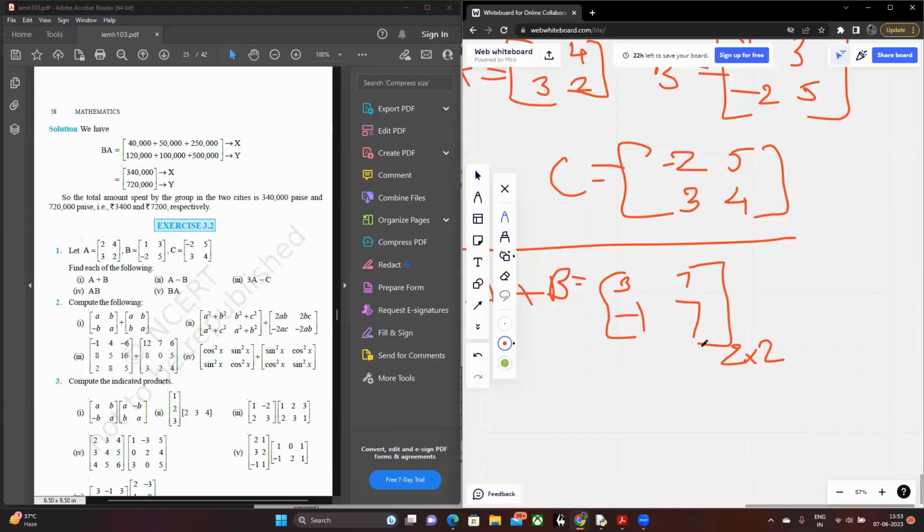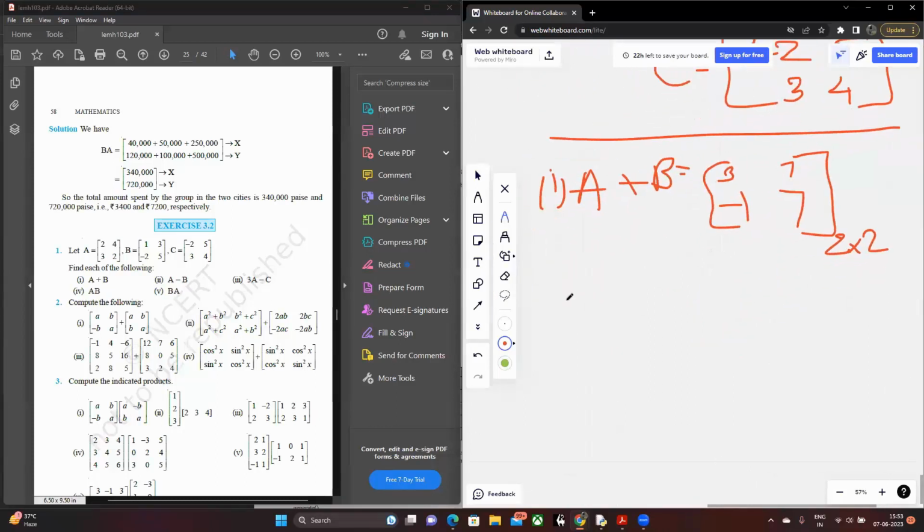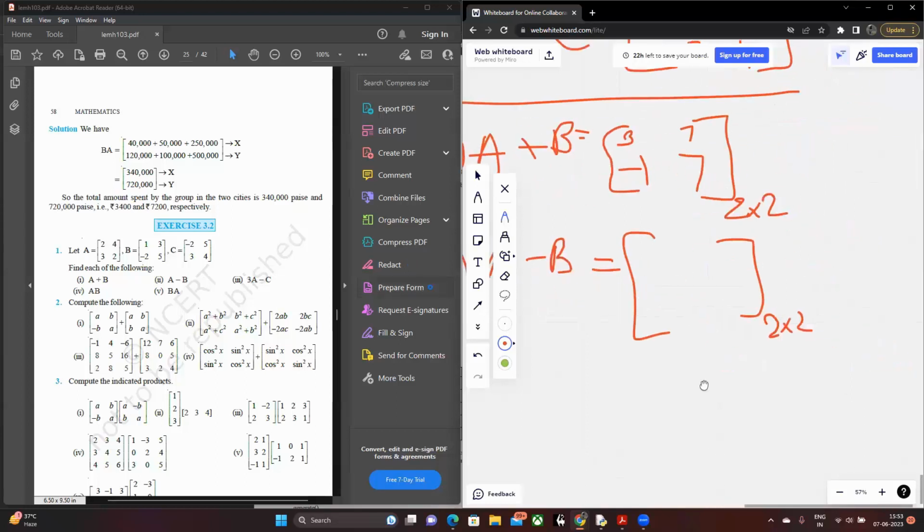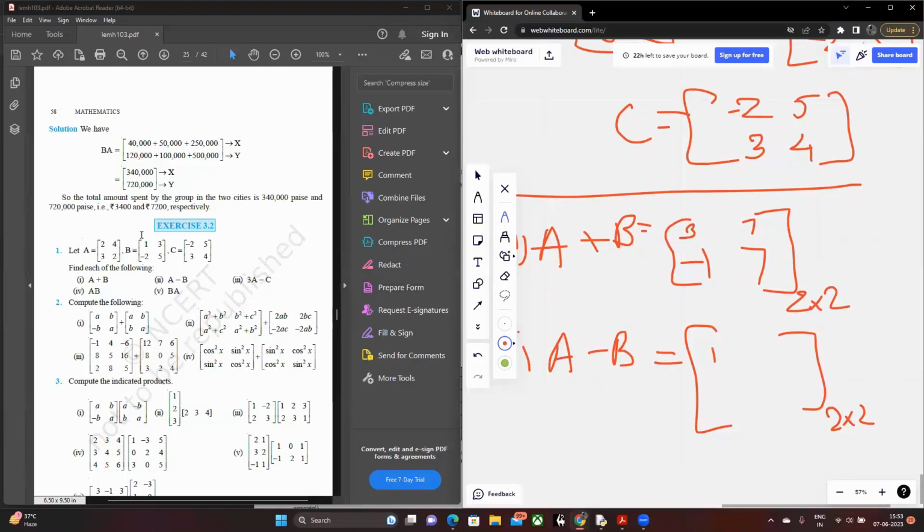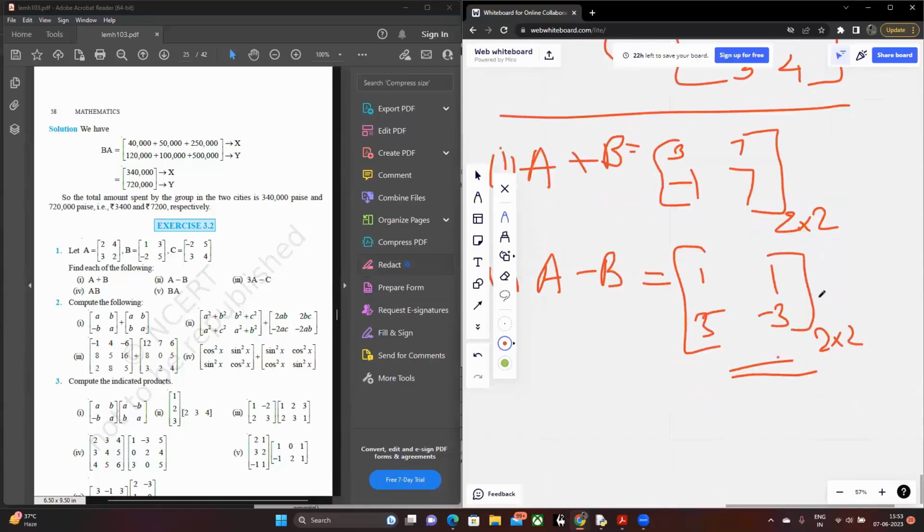Then there's going to be the second subpart, that is A minus B. Since you have a defined sum, you will have a defined difference, because the difference is basically a sum and a scalar operation. So A minus B is going to be 2 minus 1, that's 1. 4 minus 3, that's 1. 3 plus 2, that is going to be 5. And 2 minus 5, that is going to be minus 3. This is your answer.